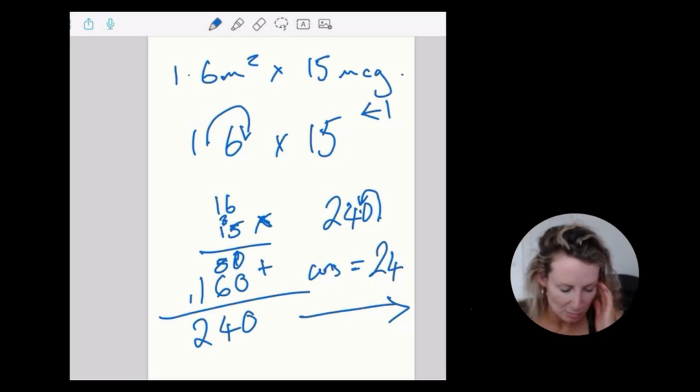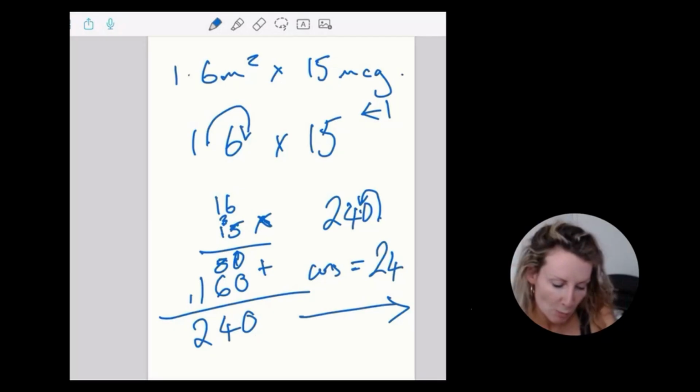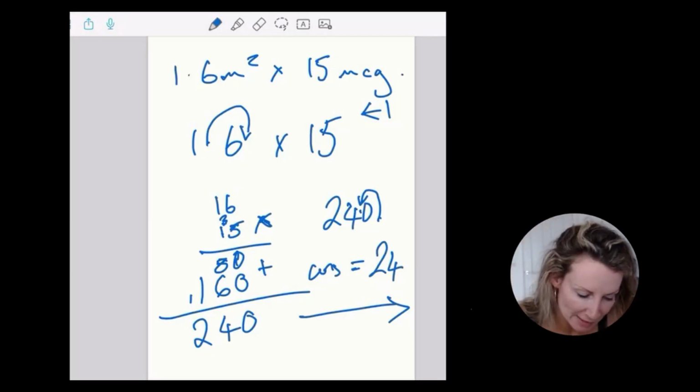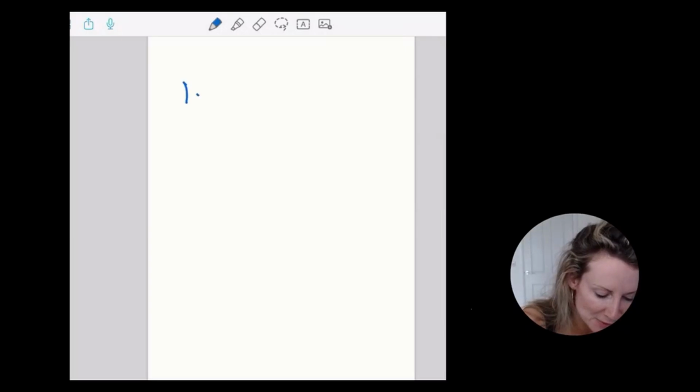Oh, is it because we did 15 and it was meant to be 50? Is that why? Is it supposed to be 50? Yeah, well, that would make sense. Right. Okay. So it's actually 1.6 times 50. That's my fault. So it's 1.6 times by 50.